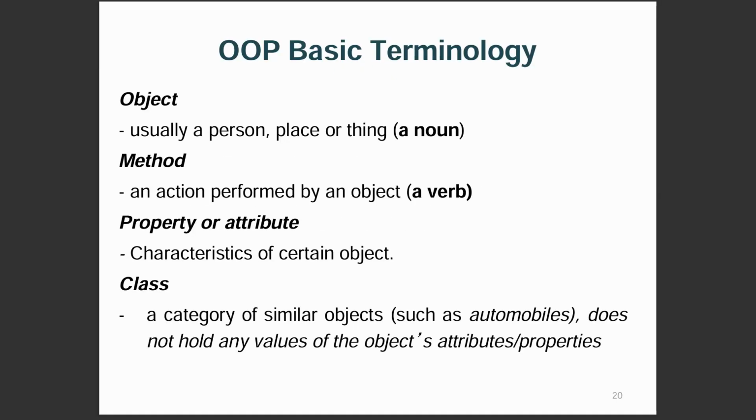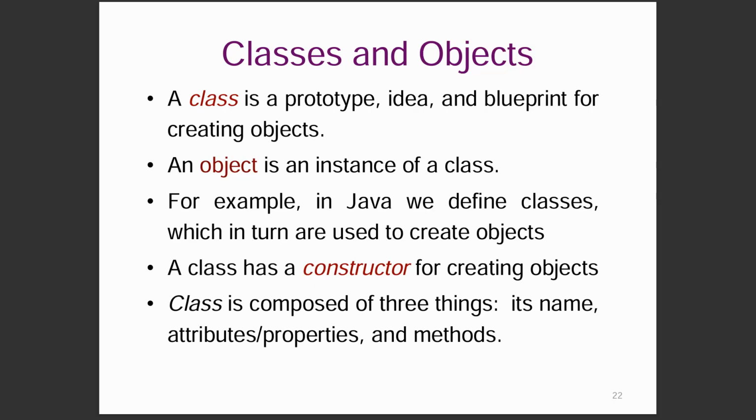So we have to note some key basic terminologies here. What is an object? It is an entity. We have also looked at that. Let's just look at these classes and objects. A class is a prototype or an idea or a blueprint for creating objects, and an object is an instance of a class, which we have also said. Then a class has what is called a constructor, because it helps in creating objects.